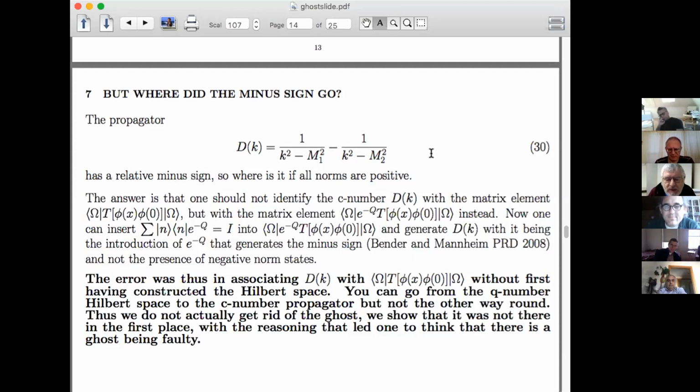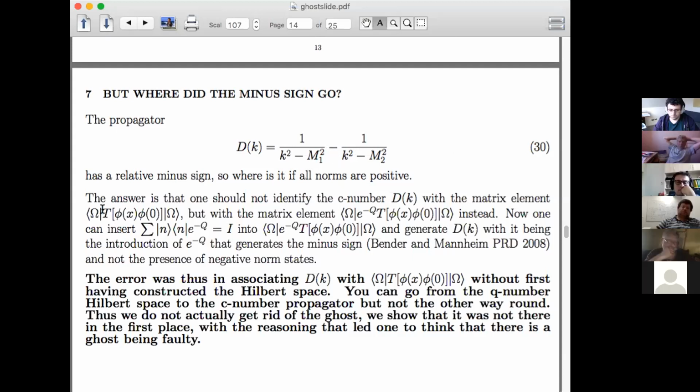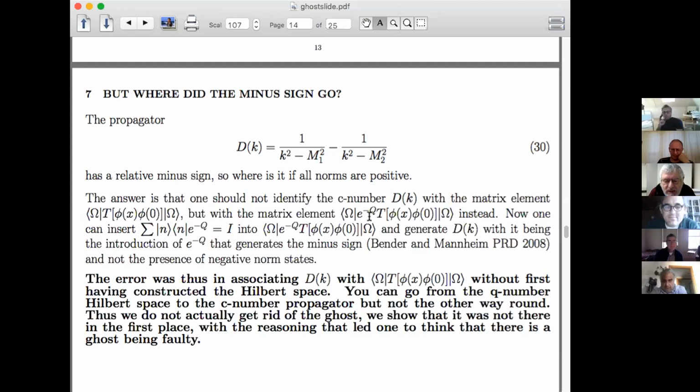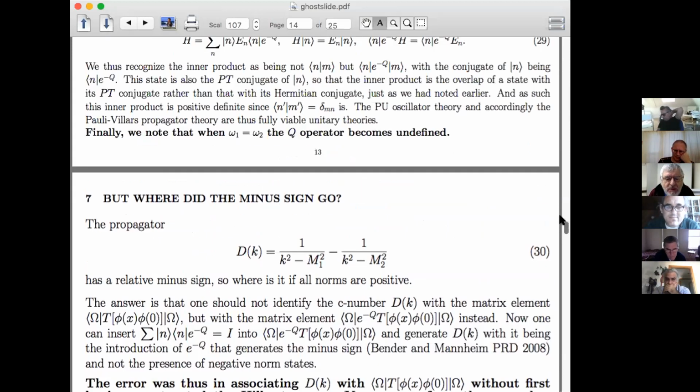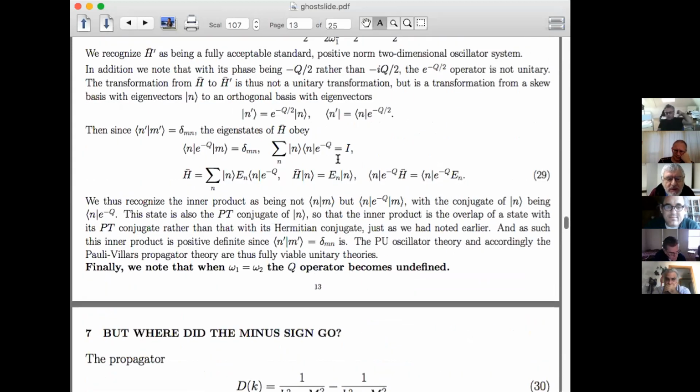The answer is you should not identify this propagator with ⟨vacuum|T φφ|vacuum⟩, which is what you would think you would do. Rather, you have to identify it with ⟨vacuum|e^{-Q} T φφ|vacuum⟩. And you have to not insert the sum over |n⟩⟨n| equals I, but |n⟩⟨n|e^{-Q} equals I, because that's the closure relation that we just discovered a moment ago. And that's the left eigenstate, ⟨n|e^{-Q}.